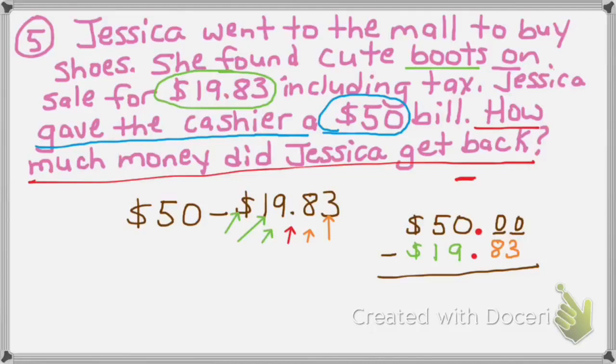Tricky problem with borrowing, but we can do it. Look all the way on the right. If I have 0, can I give you 3? No. So I have to go to this neighbor right over here. There he is, right there. Knock, knock, can I borrow some?